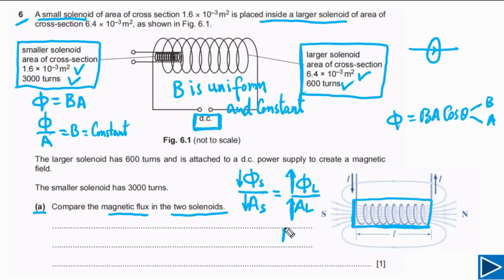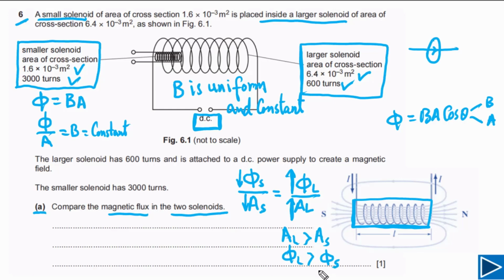So in this case simply we can say as AL is greater than AS, the flux of the larger solenoid is greater than the flux of the smaller solenoid. This is what you need to understand. I explained it in detail, so in future you can handle these questions with confidence.